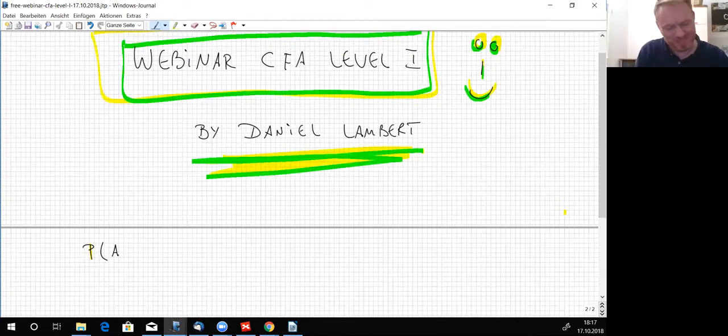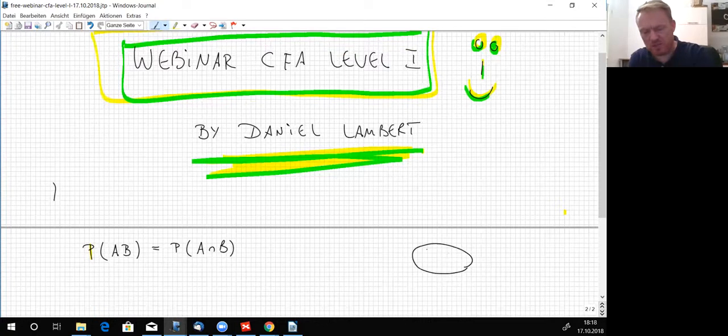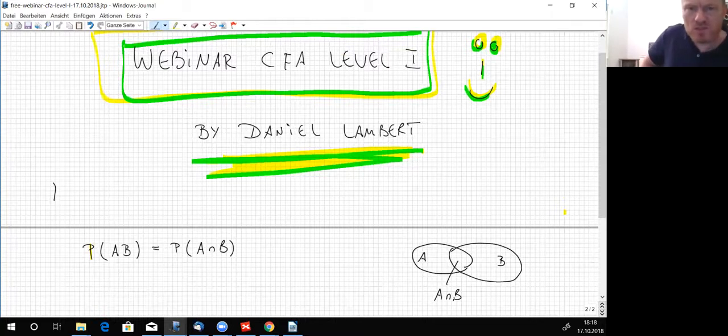For example, the probability of two events, A and B, taking place at the same time is this: the probability of A as well as B. So A and B happen together, at the same time. And so now if we consider this to be A, and this to be B, this is the set A and B.